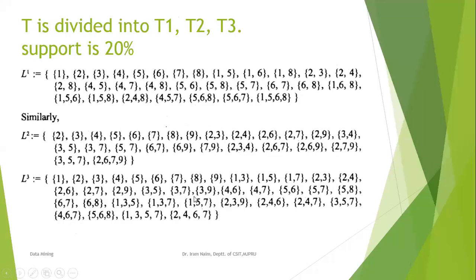So let's see with an example. As I told, I have partitioned it, so T is divided into T1, T2 and T3, and the support value is 20%, like 1 is the support value. So it will consider all the frequent item sets, like these are the frequent sets in partition 1, these are the frequent sets in partition 2, and L3 are the frequent sets in partition 3.